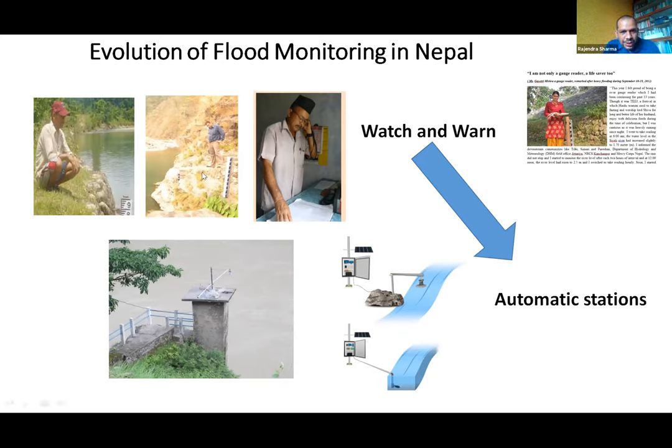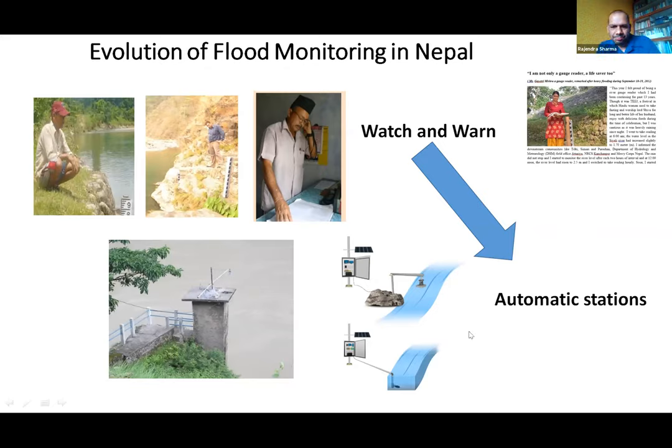The person who reads the gauge, if the warning level or danger level of that river is reached, then they inform the people downstream so that the people downstream can be prepared for the evacuation. And these gauge readers were so proud at that time that one here, you can see, says, I am not only a gauge reader, I am a lifesaver too. He's saying he's so proud to be a gauge reader that he saved the lives of many people in those days.